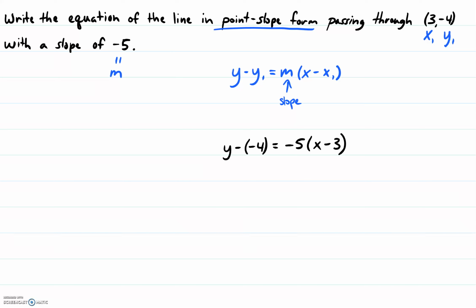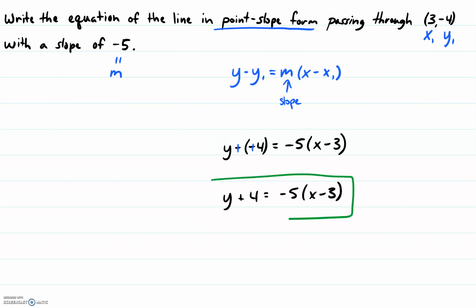Now there's one thing we can do to simplify, and everything else we'll leave because we want the equation to be in point-slope form. That one thing is that we have y minus a -4, so those two negatives will cancel, giving us a positive, or a plus. So we'll have y plus 4 is equal to -5 multiplied by x minus 3. And we're done.